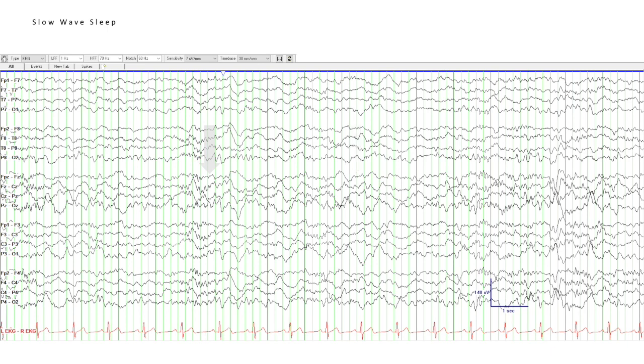Here is another example of slow wave sleep. Note that you see sleep spindles intermixed with the slow delta wave complexes. This is typical, and you are still in stage N3 or slow wave sleep despite the presence of sleep spindles in this instance.